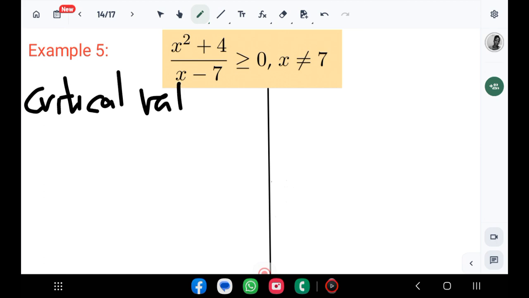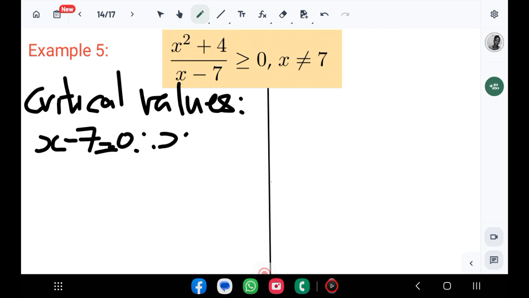Critical values. Our critical values: x minus 7 equals 0. This one is straightforward. Therefore, x equals 7. All right. The next one, though, is not that straightforward. x squared plus 4 equals 0.